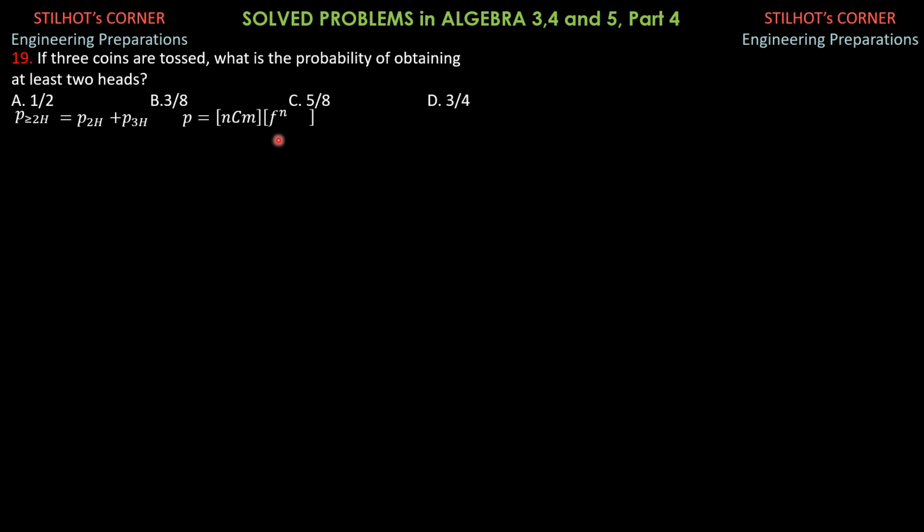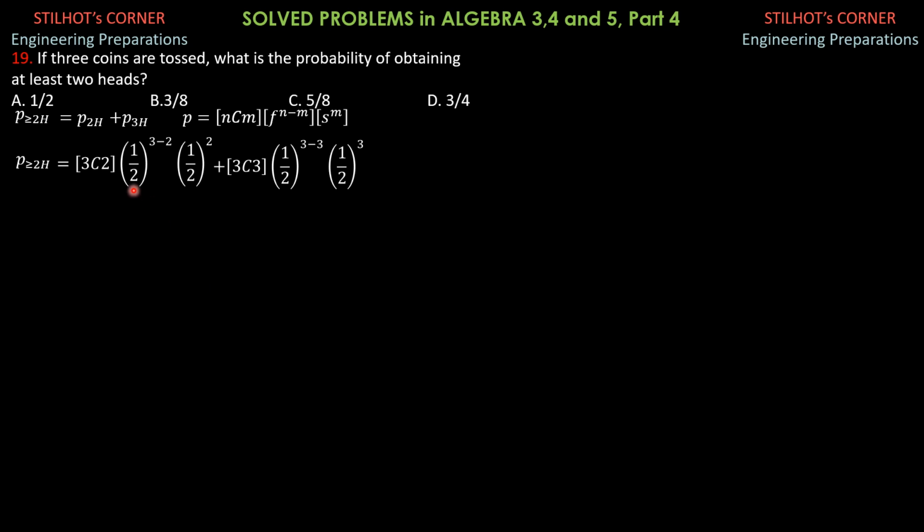So nCm, failure raised to n minus m, success raised to m. So it is equal to the probability of obtaining exactly 2 heads, 3 combination 2 times 1/2 raised to 3 minus 2 which is 1, then 1/2 raised to 2. Then plus 3 combination 3, 1/2 raised to 3 minus 3 which is 0, 1/2 raised to 3. Computing each term, the first term is 3/8 and the second term is 1/8, so we have 4/8 or 1/2.